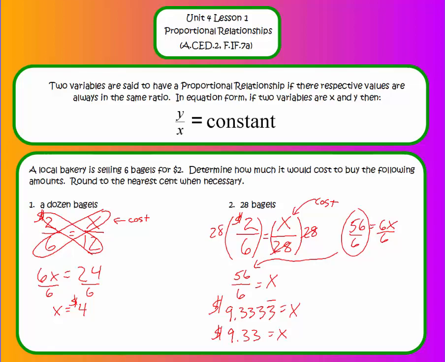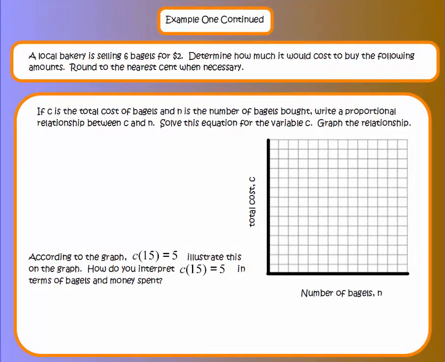Okay, let's look at an extension of this question here. Still the same question, and if C is the total cost of bagels and N is the number of bagels bought, then let's write a proportional relationship between C and N, and then solve that equation for the variable C. And then eventually we're going to graph the relationship. But let's start from the beginning here. If C is the total cost and N is the number of bagels. Well, before we had the cost in the top and the number of bagels in the bottom. So let's do that again. Let's have the cost in the top over the number of bagels.